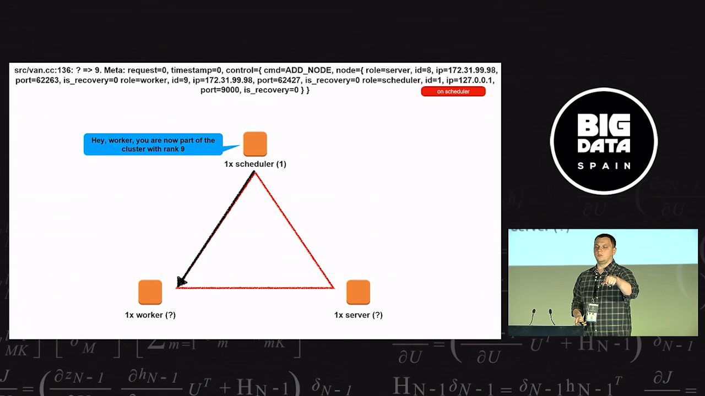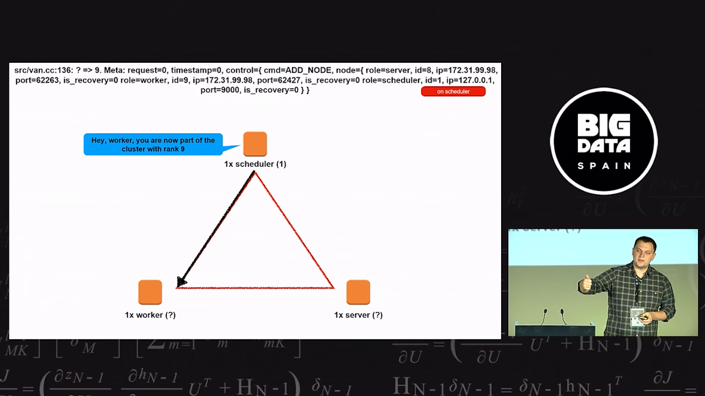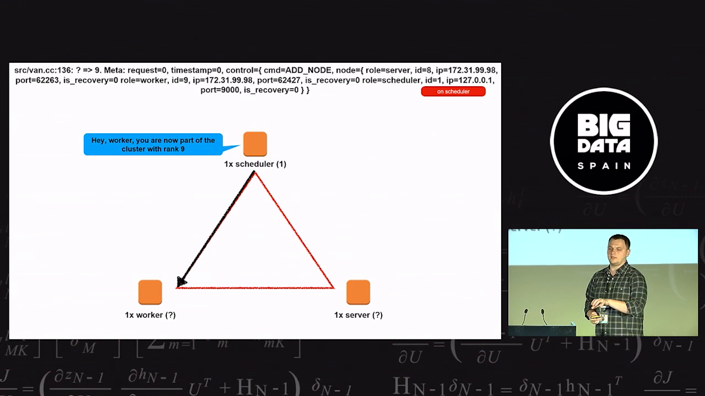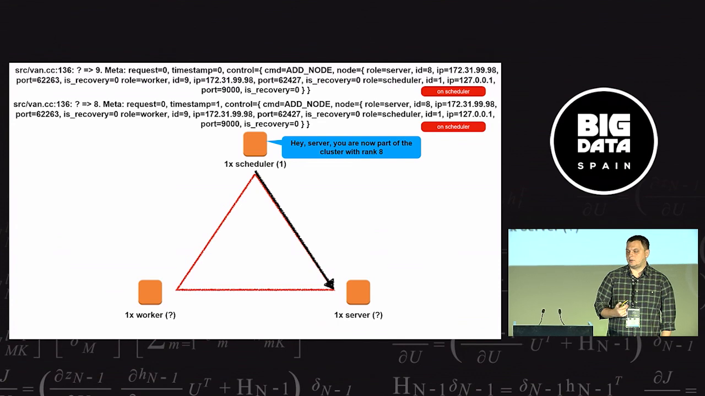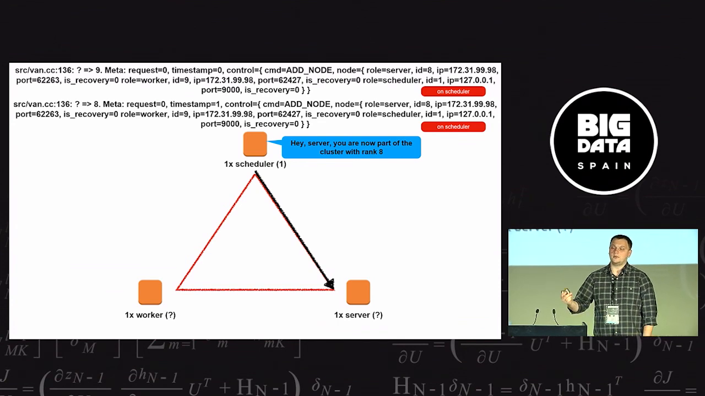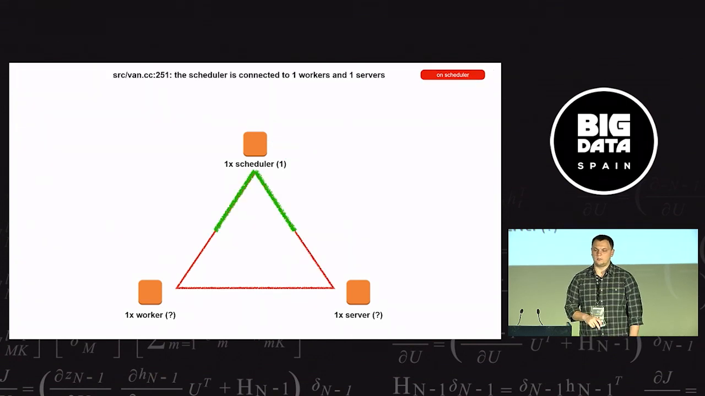At this particular moment, in the protobuf message, you can see that the scheduler sends back to the worker information about other members in the cluster, like IP addresses, ports of the servers, and all other stuff that the worker needs to know for further training. The same essentially goes to the server. It's basically saying, server, now you have rank 8, and now you are part of the cluster.